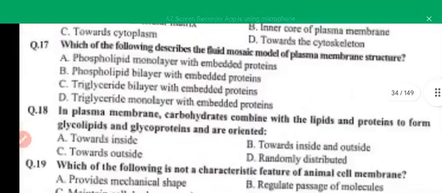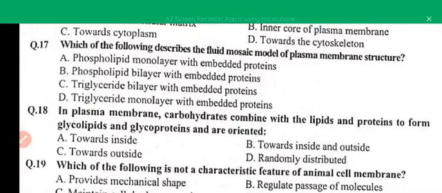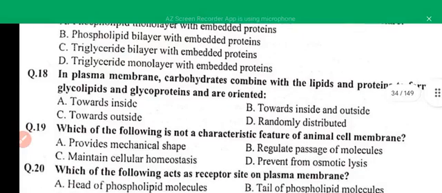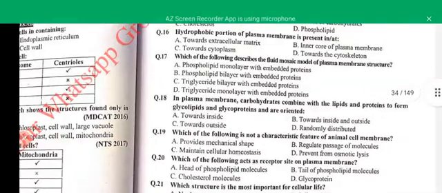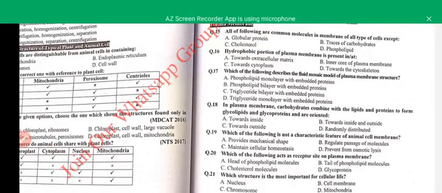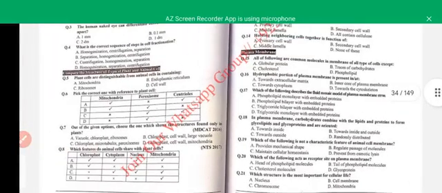Then plasma membrane, question 18. Carbohydrate combines with lipid and protein to form glycoprotein and glycolipid, and they are oriented toward the outside. Glycoproteins and glycolipids are present in the plasma membrane toward the outside. So the answer for 18 must be option C.